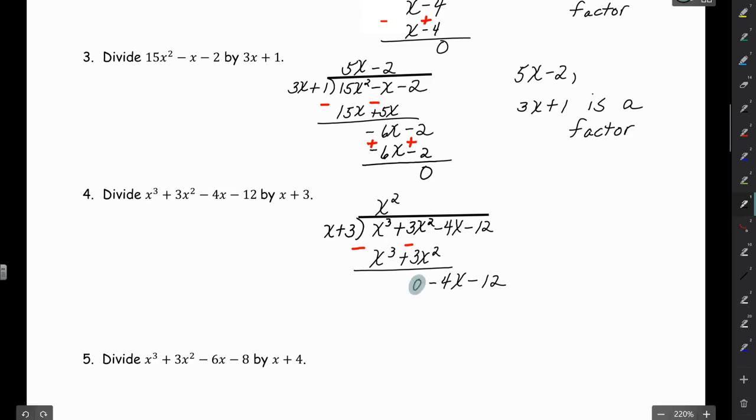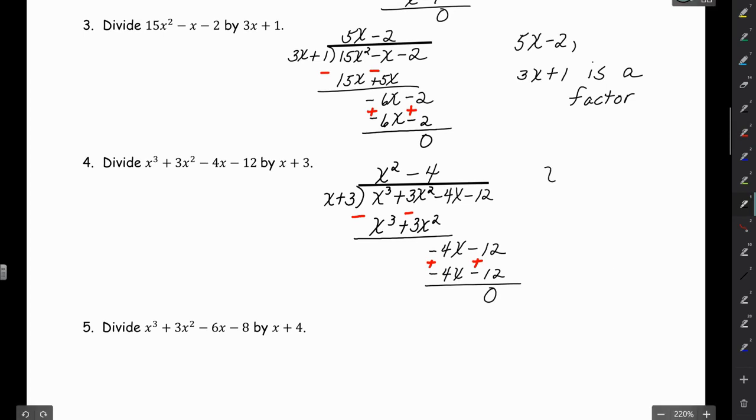I'm going to erase that 0. I don't really need that there. What times x gives me negative 4x? That would be minus 4. And then minus 4 times 3 gives me minus 12. Sign change. It gives me a remainder of 0. So our solution is x squared minus 4, and that means x plus 3 is a factor.